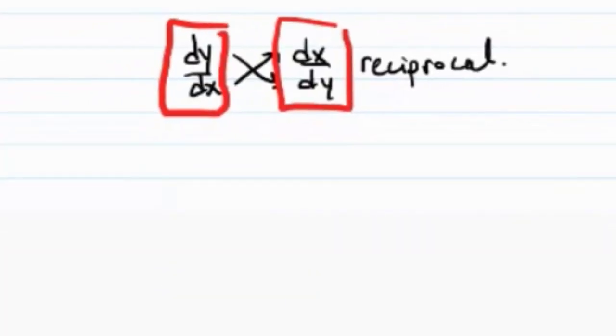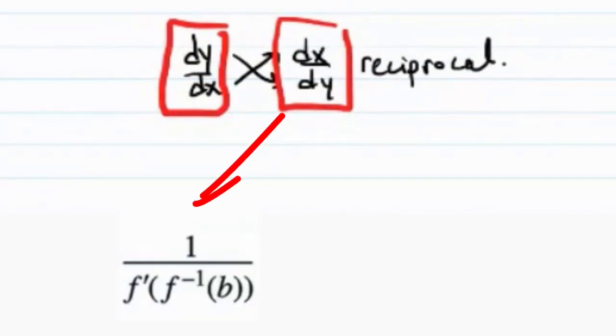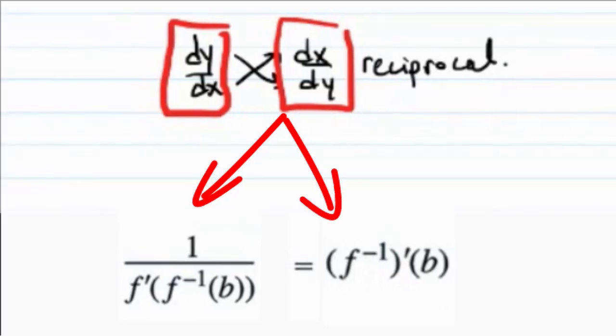In general, the derivative of the original function, if you flip it, you get the derivative of the inverse. Okay, so let's go ahead and use this idea that the derivative of the inverse is the reciprocal of the derivative of the original function.